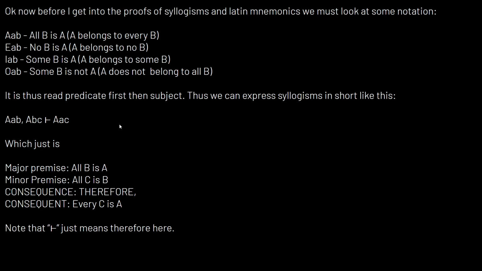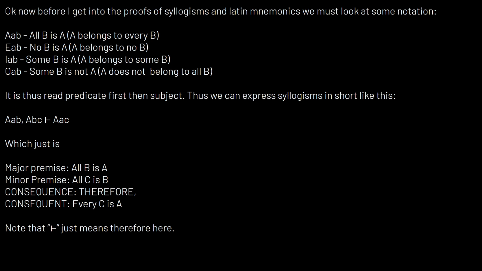Okay, before we get into the proof of syllogisms and Latin mnemonic, we must look at some notation. So, in the Stanford notation, it goes like this, AAB. So we need to read first predicate, then subject. So if AAB, then that means every B is A. That is, A belongs to every B. EAB is that no B is A, or that A belongs to no B. IAB is that A belongs to some B, that is, some B is A. And some B is not A translates to A does not belong to all B. Thus, it is read predicate first, then subject.